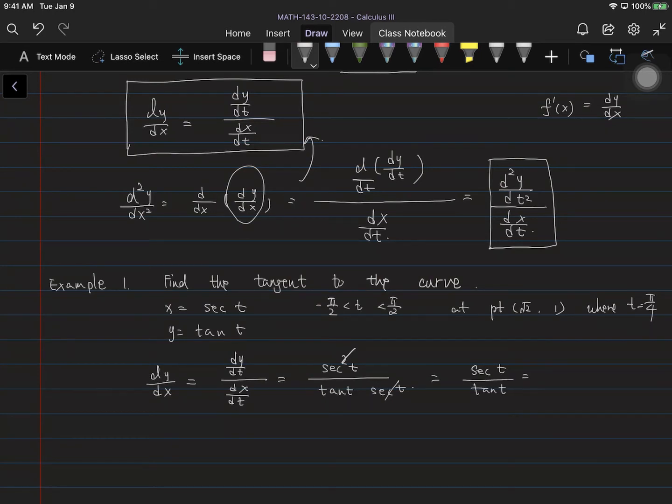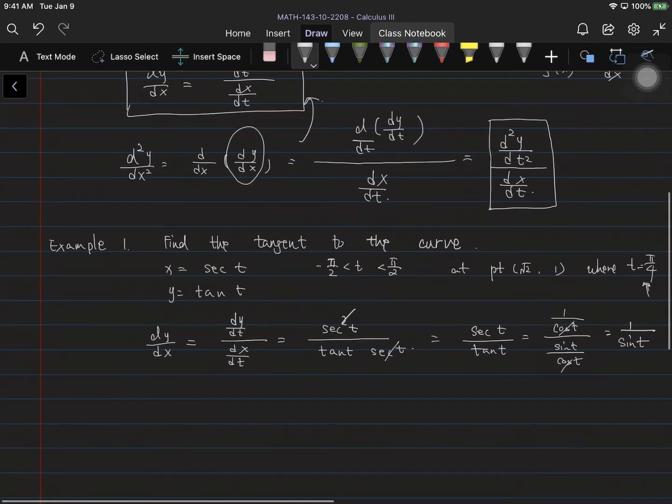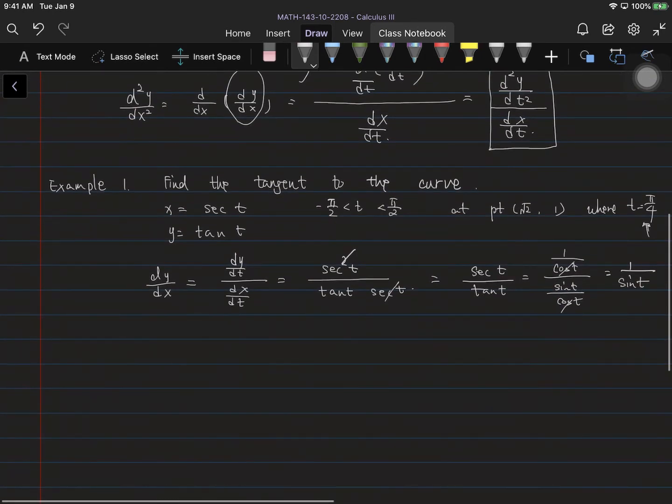We can further simplify this because secant t is 1 over cosine and tangent is sine over cosine. We can cancel those two, so it's 1 over sine t. You can still keep secant t, but when we evaluate the slope at t equals pi over 4, you still need to calculate secant pi over 4, and change that into 1 over cosine. So why not simplify right now and then plug in t directly.